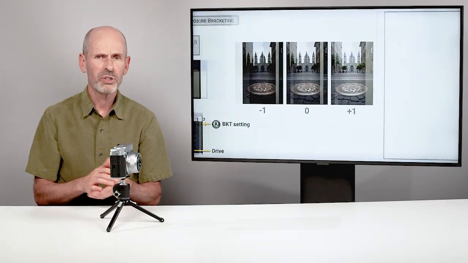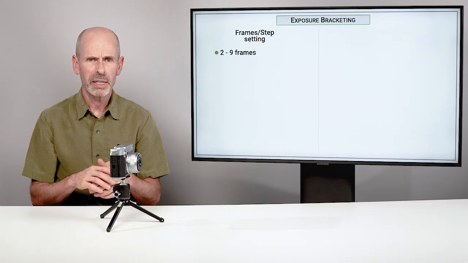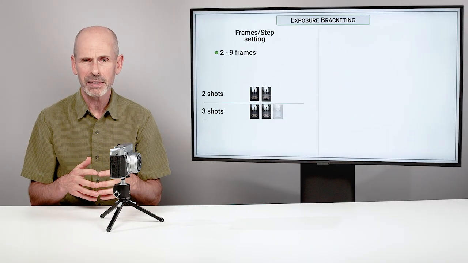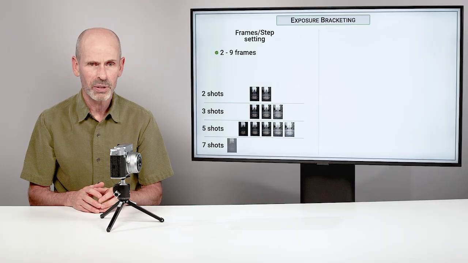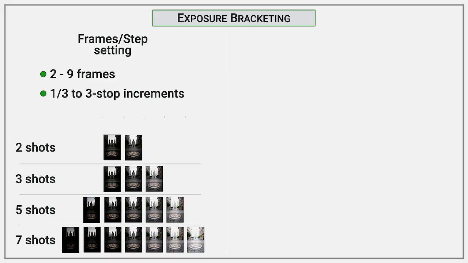Once you're in there, the first control is the number of frames and the size of the steps that you're taking. A small bracket would be 2 or 3 shots. You just have a little bit of exposure difference there. If you're a little bit more serious, you'll be shooting 5, 7, or even up to 9 shots. You can also select how far apart they are.